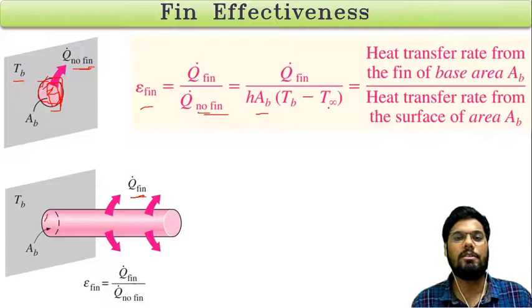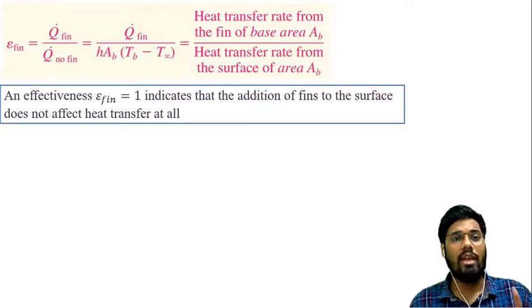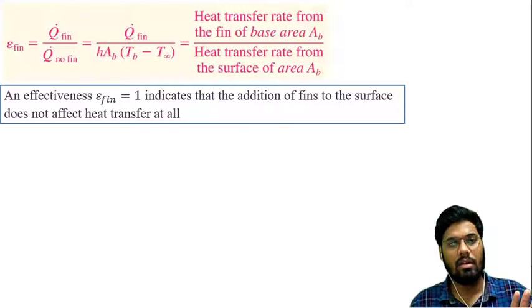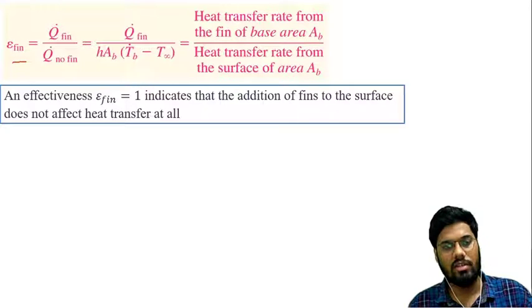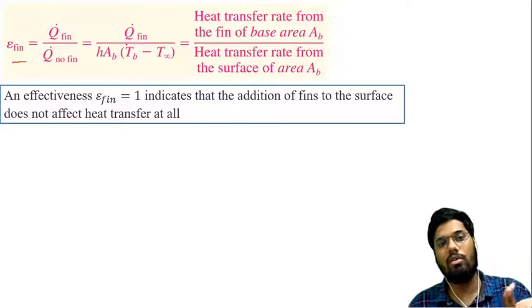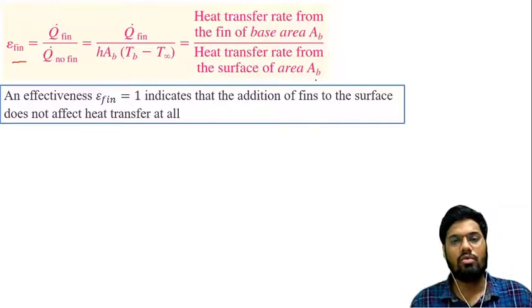Now in this equation, if the value of effectiveness is 1, then adding a fin to the surface does not affect heat transfer at all, because if effectiveness becomes 1, then Q with fin is equal to Q without fin. So the heat transfer rate with fin is equal to the heat transfer rate without fin. So adding extra material makes no sense.